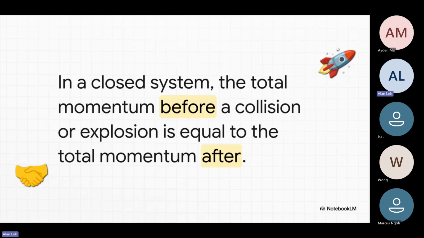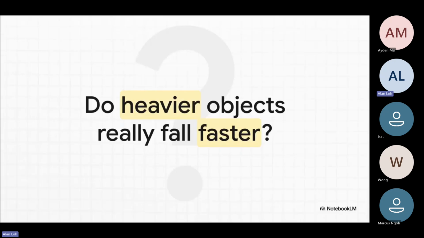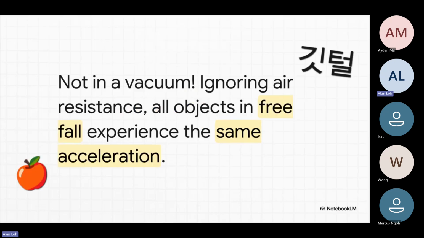Incredible, right? All right, let's move on to the force that we all know, gravitation, that we all live with every single day, the one that keeps us from floating off into space. Let's talk about gravity. So here's a question people have been asking for thousands of years. If you drop a bowling ball and a feather at the same time, the bowling ball hits the ground first, no question. So heavier objects fall faster. Case closed, right? Well, not so fast.